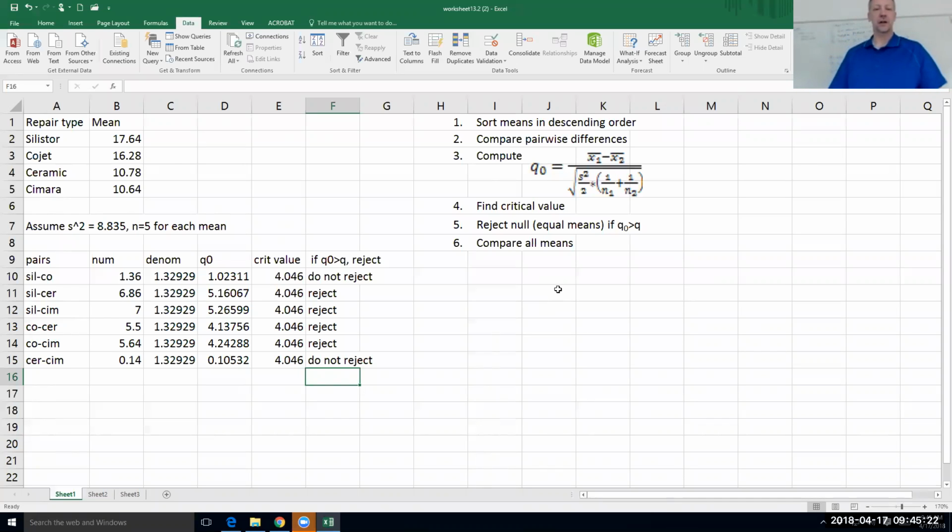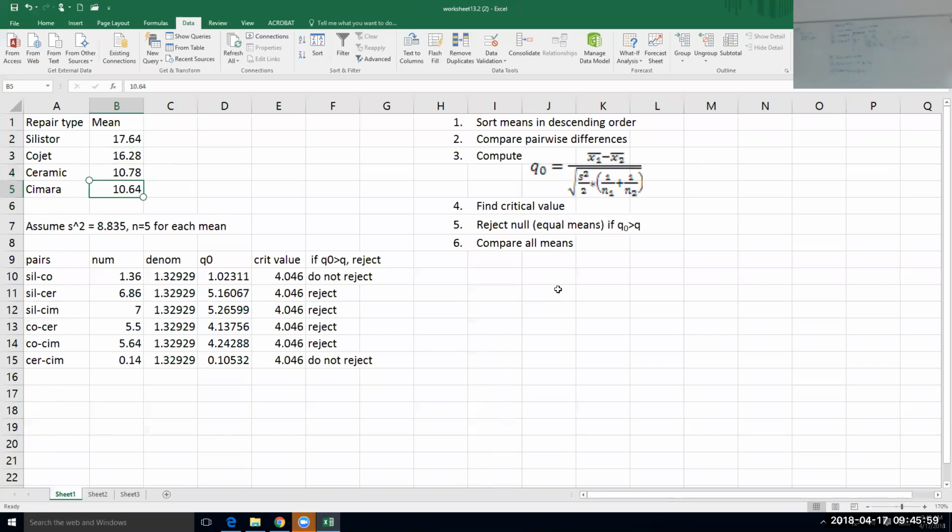All right, so let's look at this. Essentially what we're saying here is, as we look at this, wow, I'm done earlier then. Okay, so we're comparing the Sillistor and the cojet. Comparing those two, we're saying do not reject. We're saying that those are not significantly different, and those are pretty close together. Now we're comparing the Sillistor versus the ceramic. 17 versus 10. We're saying reject.